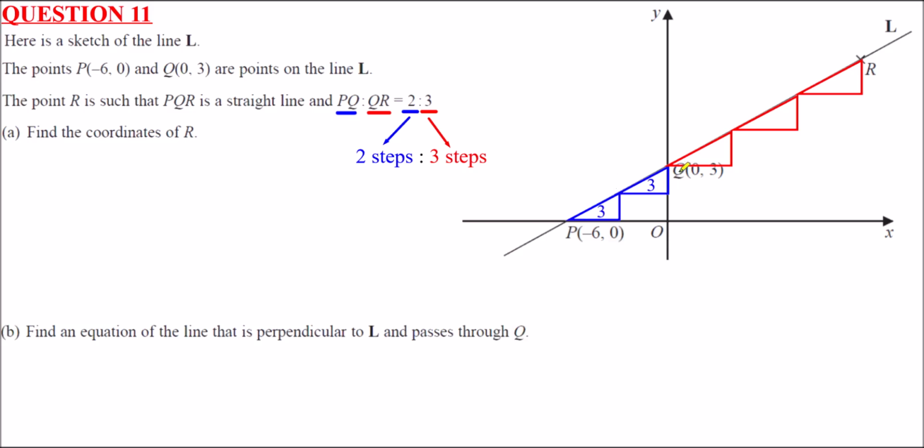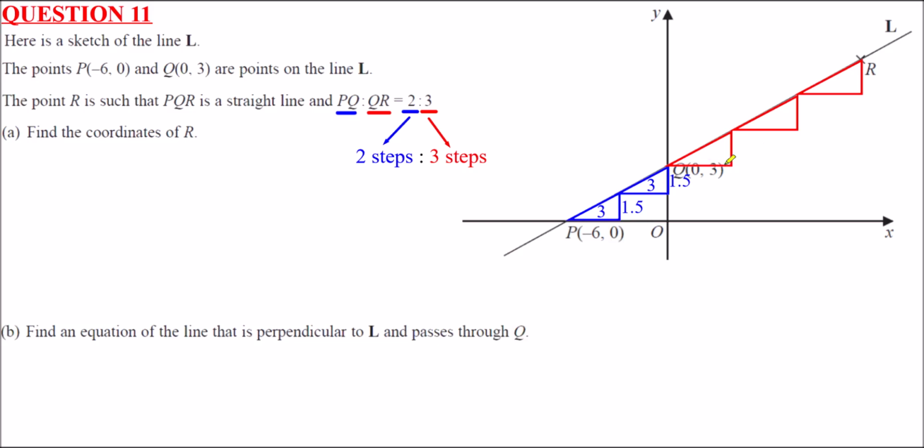And if we have a look at the y coordinates, at P the y coordinate is 0, at Q it's 3. So it's gone up by 3 in just 2 steps. If it's gone up by 3 in 2 steps, then each 1 step must be 1.5. Therefore, each one of these steps is 3 along and 1.5 up, and it will therefore be the same for Q to R. Only now we've got 3 lots of these steps.